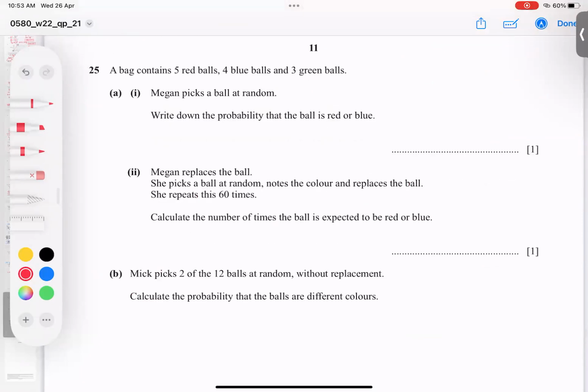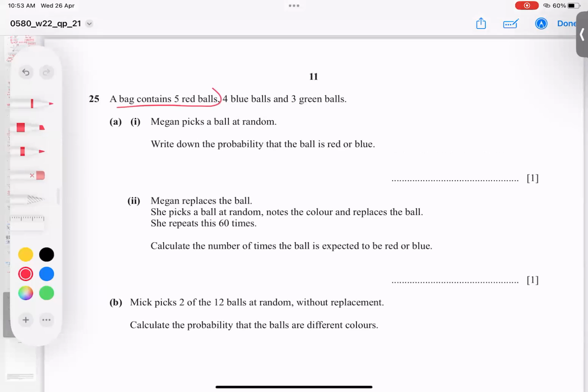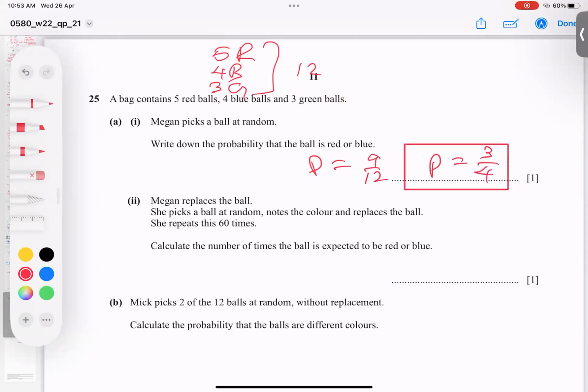Question number 25. What is the technique here? He said a bag contains 5 red, 4 blue, and 3 green, and the total is 9 plus 3, 12. M picks a ball at random. The probability that it is red or blue: red or blue becomes 9, so 9 out of 12. So the first part is very, very clear, because he's asking for red and blue, 5 plus 4, 9 over 12, or I can say 3 over 4. I hope the point is clear.